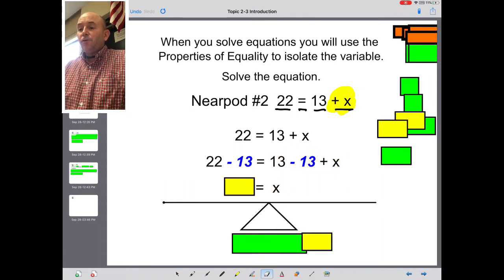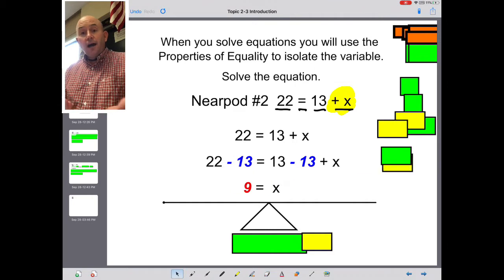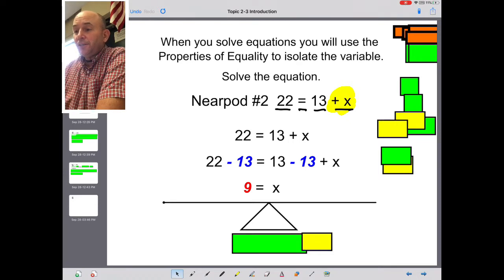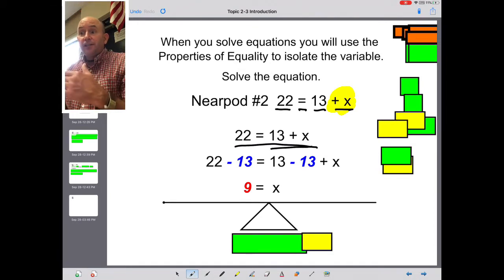Then on the other side, of course, you do 22 take away 13. If you have a positive 22 and you give it a negative 13, you're going to go back down the number line and end up at 9, because 22 take away 13 is 9. So in this case, you can see what we did here. We took our original equation, and we saw that we could use the commutative property, reverse things, and think of it as adding 13 to x. So the inverse of adding 13 is subtracting 13.